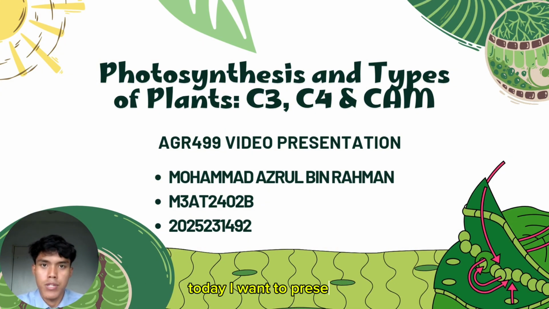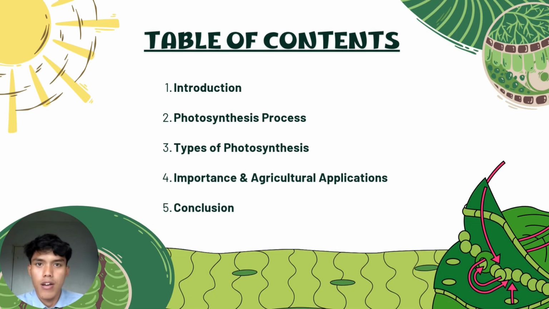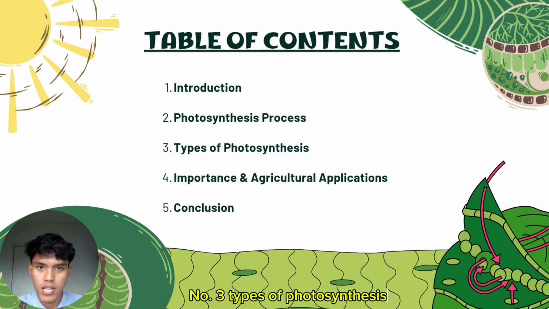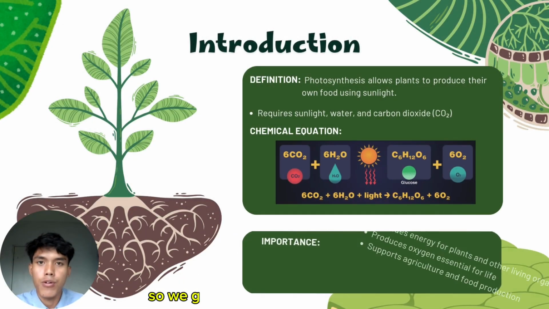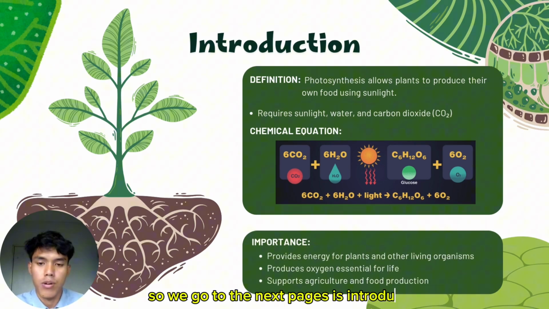Today I want to present about photosynthesis and types of plants C3, C4 and CAM for subject AGR499. Okay, this is the table of contents. We have 5. Number 1 is introduction. Number 2 is photosynthesis process. Number 3, types of photosynthesis. Number 4, importance and agriculture application. And lastly is conclusion. So we go to the next page, which is introduction.